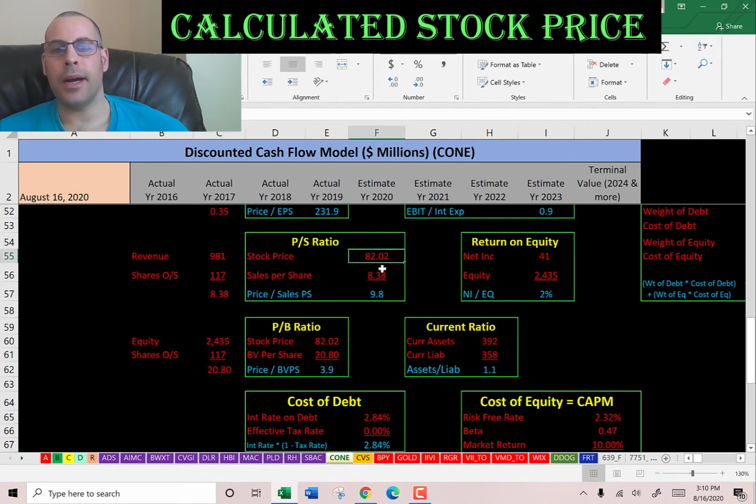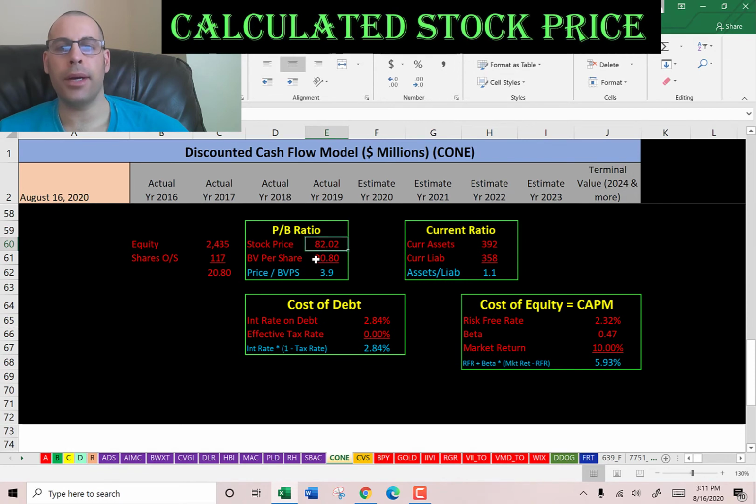Price to sales is stock price over sales per share. To calculate sales per share, that's revenue over shares outstanding. I like to see below 2.5. They're at 10. So investors are paying $10 for $1 of revenue. Price to book is stock price over book value per share. To calculate book value per share, that's equity over shares outstanding. I like to see below 3.5. They're at 4, which isn't too bad. So investors are paying $4 for $1 of book value.